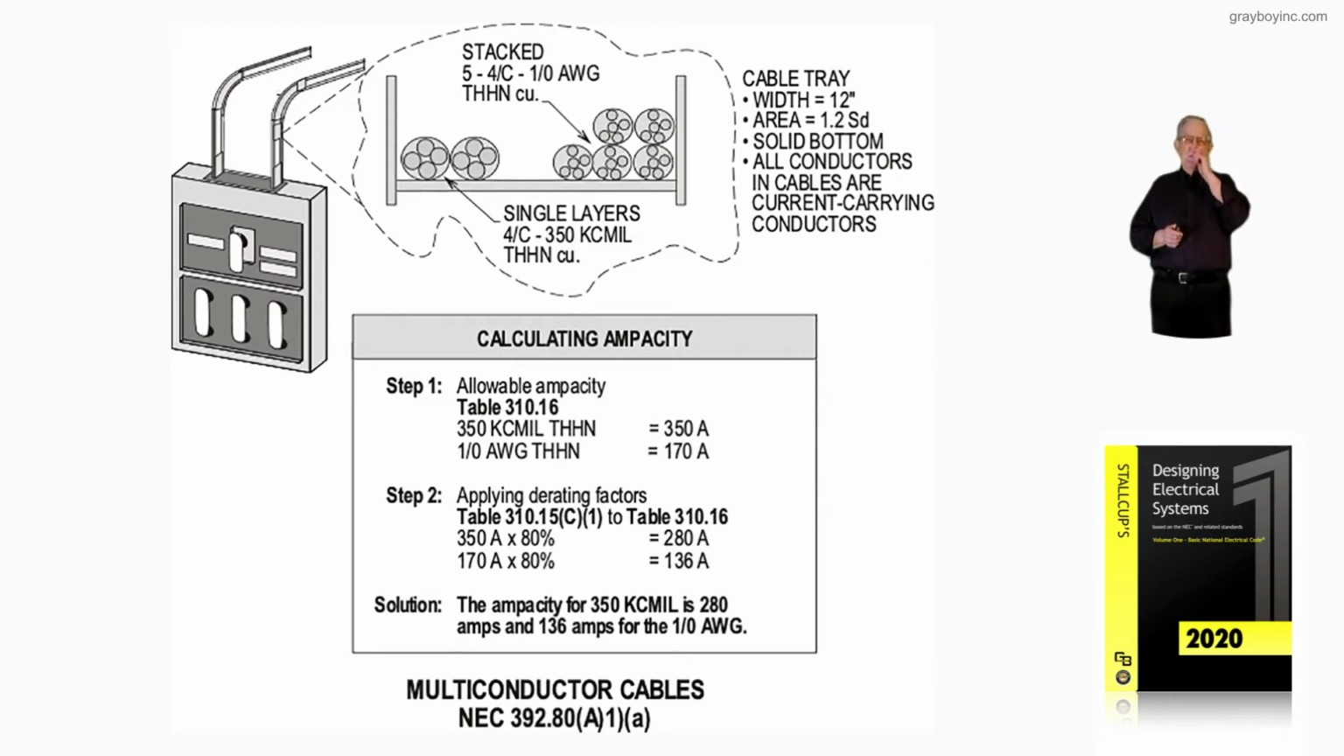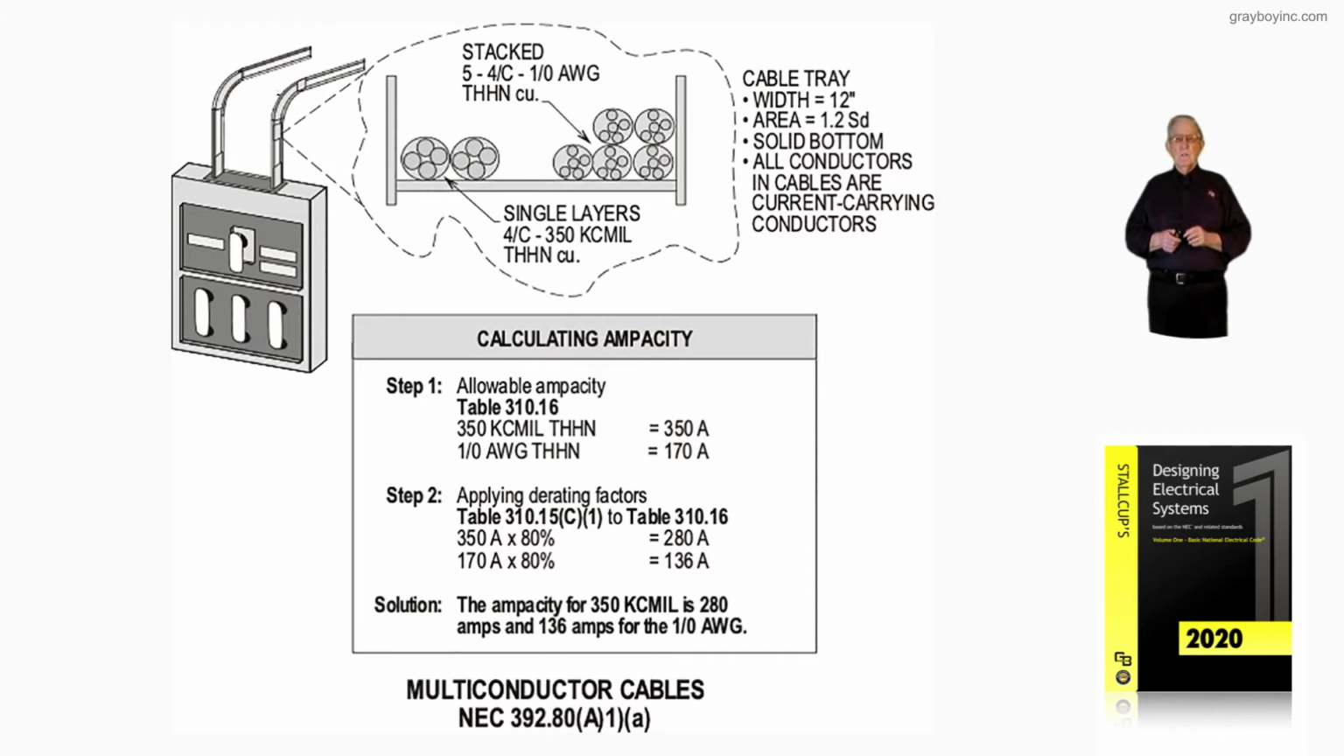Now notice we have stacked cables there, five 4-conductor, 1/0 THHN copper. Then we have a single layer to the left, 4-conductor, 350 kcmil, THHN copper conductors. And in the information given, the cable tray width is 12 inches, the area is 1.2 square feet, the bottom is solid. All conductors and cables are current carrying conductors.